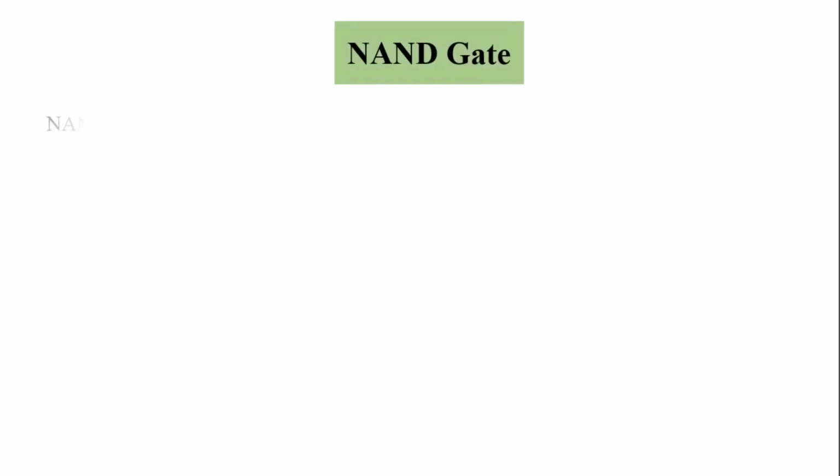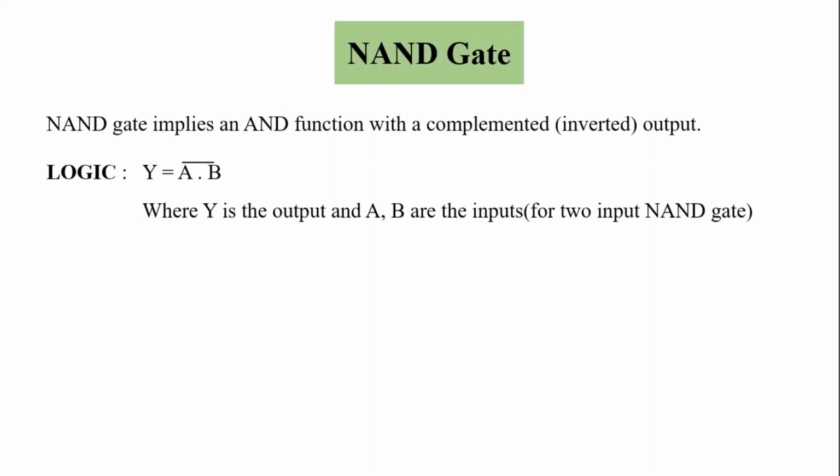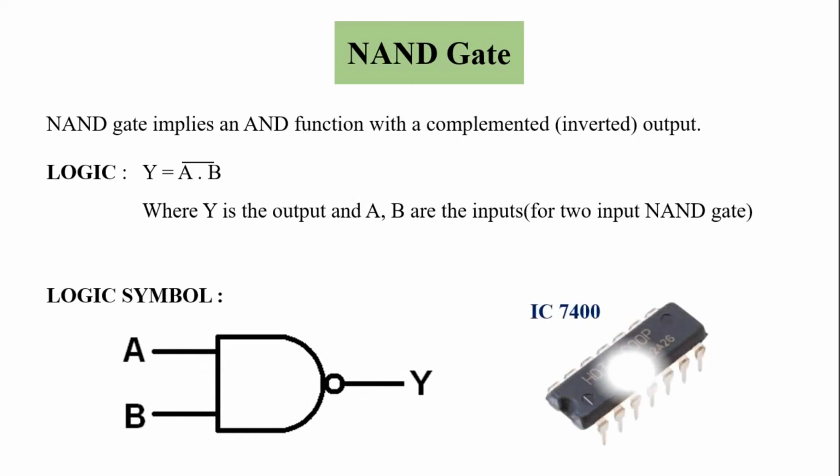NAND gate. NAND gate implies an AND function with a complemented output. Logic of two input NAND gate: Y equal to A dot B whole bar, where Y is the output and A, B are two inputs. The logic symbol of two input NAND gate looks like this. NAND gate IC number is 7400.